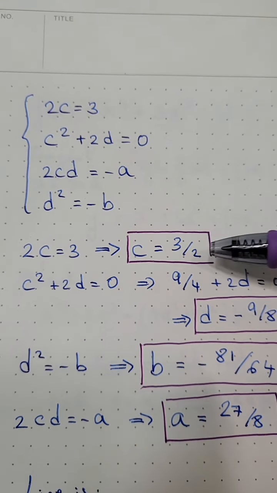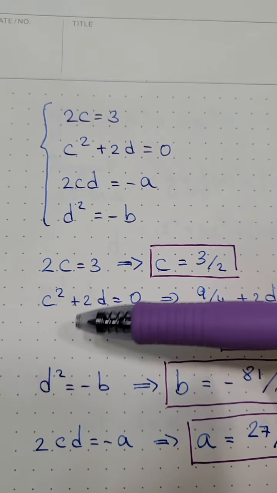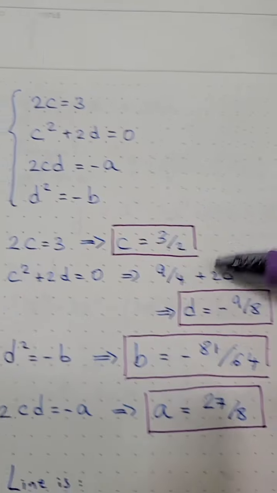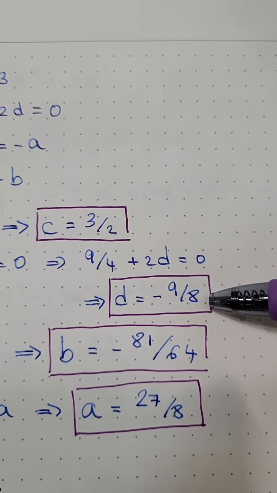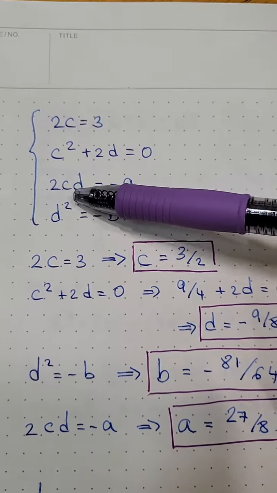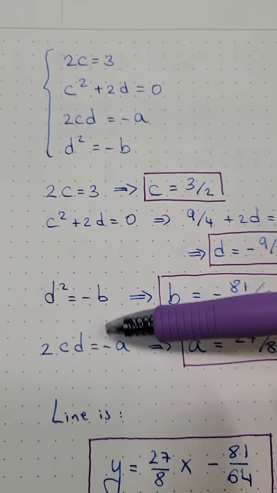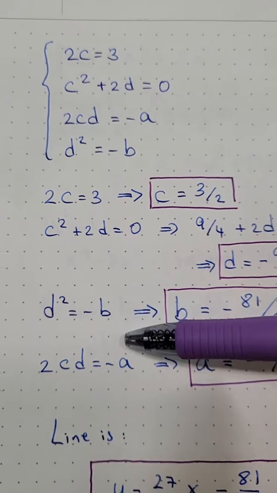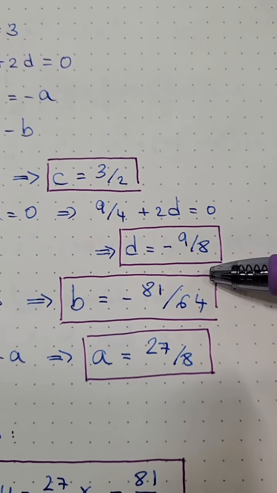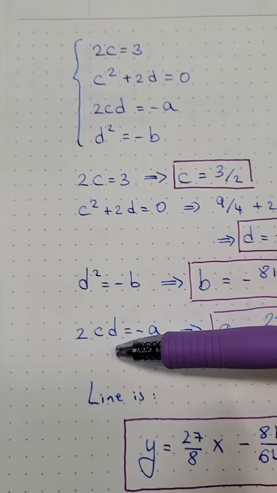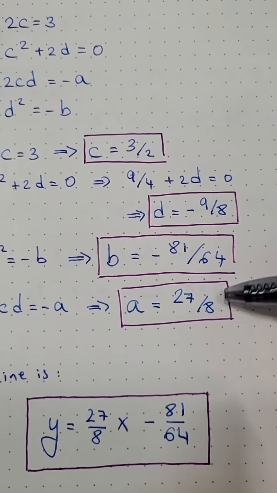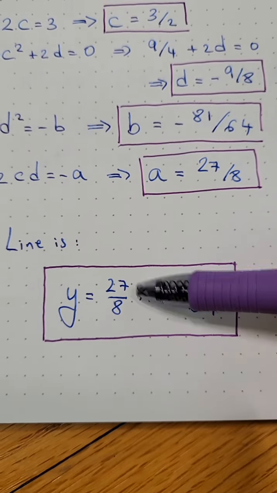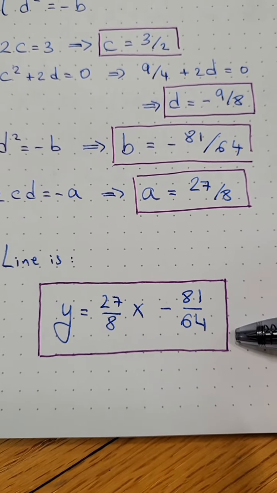This equation tells me that c is 3/2. Now, for the second equation, since I know what c is, I can solve for d, and that gives me that d is minus 9/8. Now I know c and d, so I can solve for a, and I also know d, so I can solve for b. d squared equals minus b gives me that b is minus 81/64, and this equation tells me that a is 27/8. So the equation of the line is 27/8 x minus 81/64.